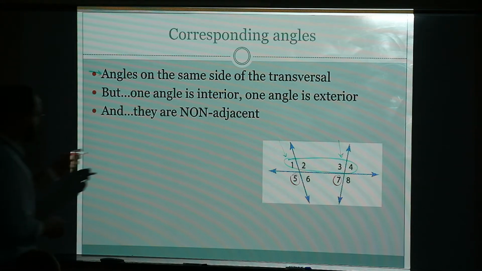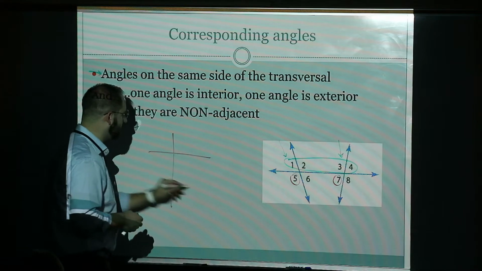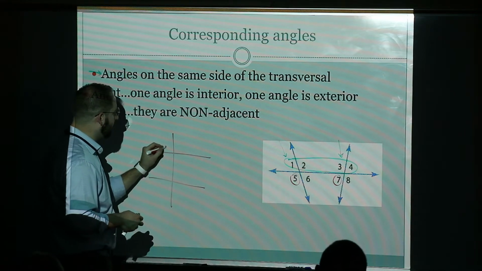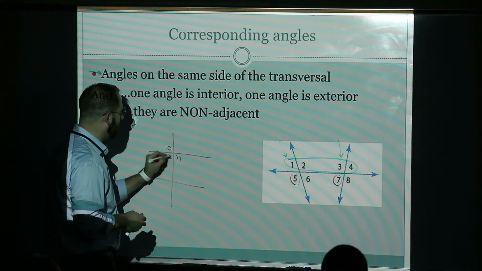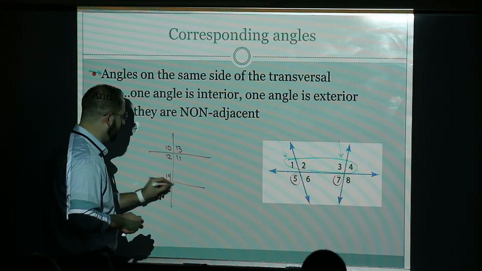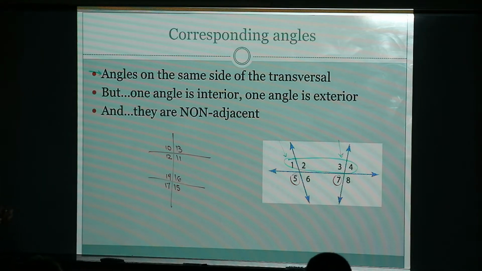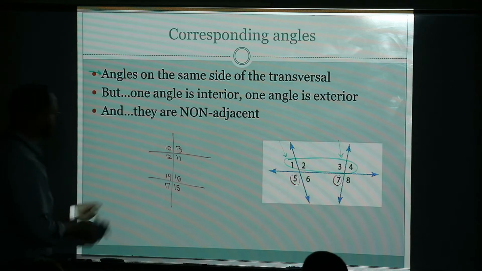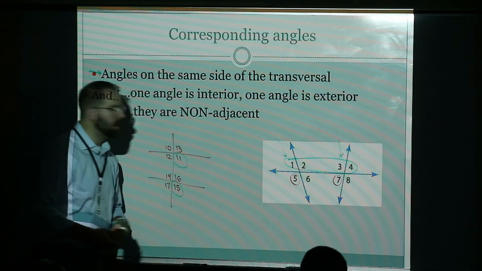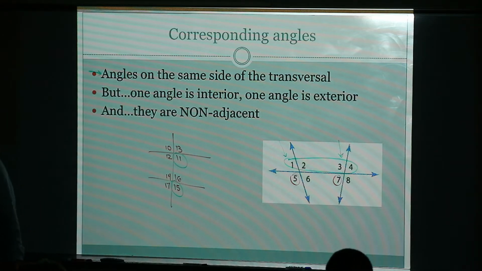Now, if I switch this picture up, and this is what really messes me up, bless you. I'll say 10, 11, 12, 13, 14, 15, 16, 17, just putting random numbers down. I want a pair of corresponding angles. Same thing we just talked about. So Mitch, give me one. 15, 11. Perfect. 15 and 11. One's interior, one's exterior, they're on the same side, and they're not next to each other. That was perfect. What's another one?